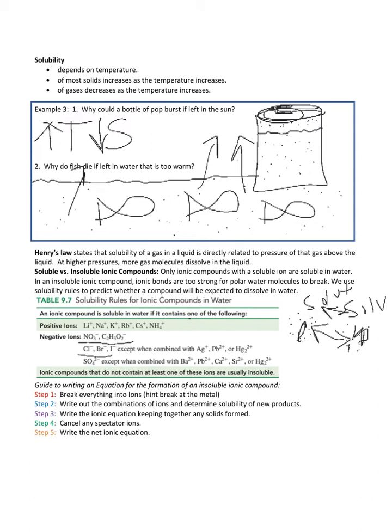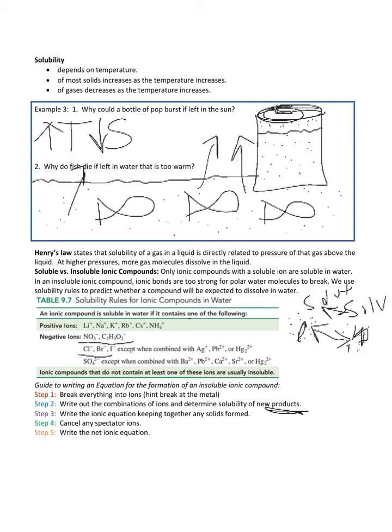Okay, so let me tell you how we're going to do this, and then we'll do several examples. We are going to learn how to write an equation for the formation of an insoluble ionic compound. Step 1 is to break everything into ions. If you're not sure where to break something, a really useful hint is to break it at the metal. Step 2, write out the combinations of ions and determine the solubility of any new products. So we're going to write out the ions, see what sorts of new products we could make, and then check the solubility of each of those.